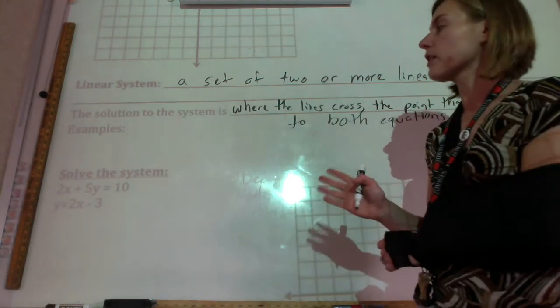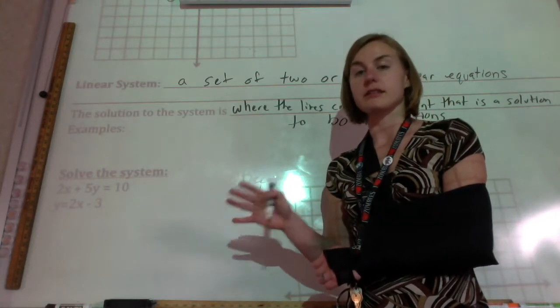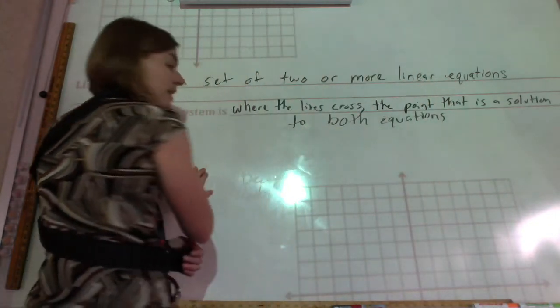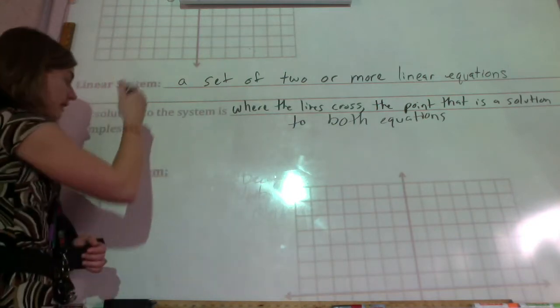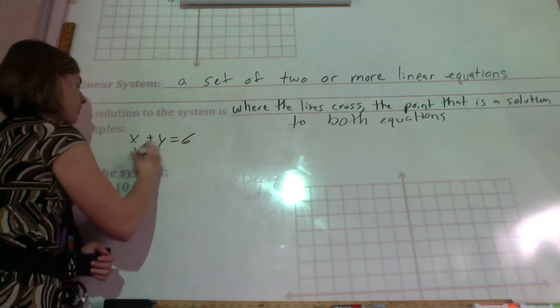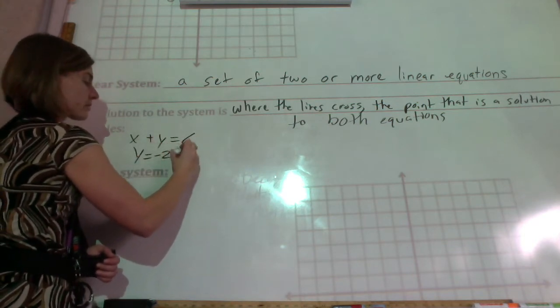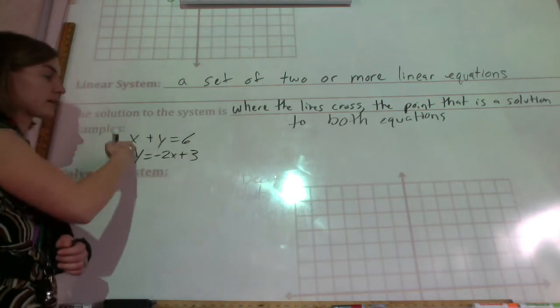So now let's write down a couple examples of linear systems. There's a couple ways you might see it done. You might just see two equations essentially put on top of each other like we just saw. So maybe you have x plus y equals 6 and y equals negative 2x plus 3. That can be considered a system, but sometimes you'll see brackets on the outside.